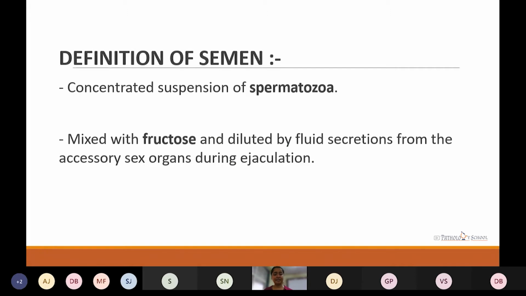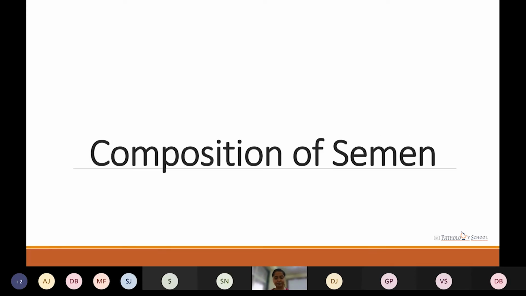Let's start with some basics. What is the definition of semen? It's basically the concentrated suspension of spermatozoa, mixed with fructose, and diluted by the fluid secretions from the accessory sex organs during ejaculation.